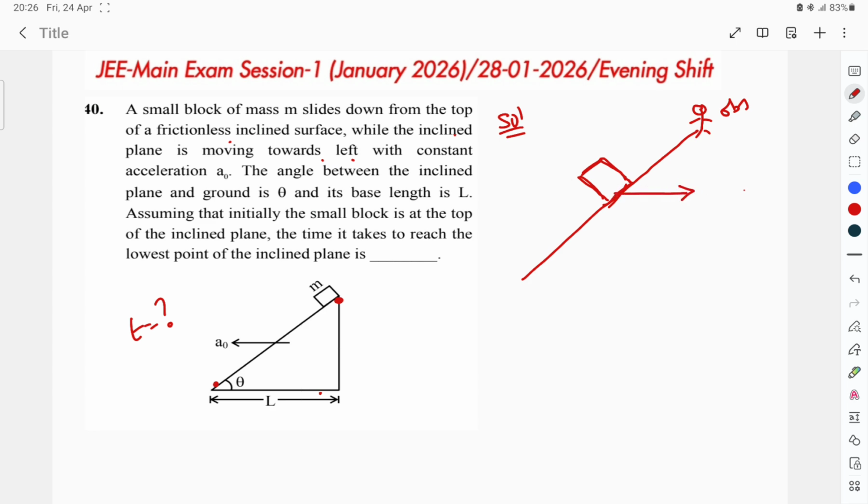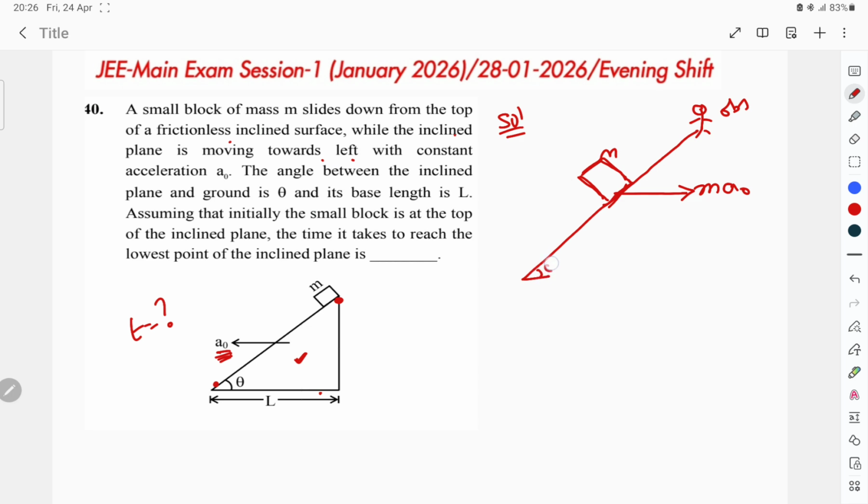We know how to calculate the pseudo force. Pseudo force is nothing but the product of the mass of the body and the acceleration of the wedge. The acceleration of the wedge is a0. So on the small block m, pseudo force m a0 is acting towards right. Why? Because the wedge is accelerating towards left, and the pseudo force will be towards right.